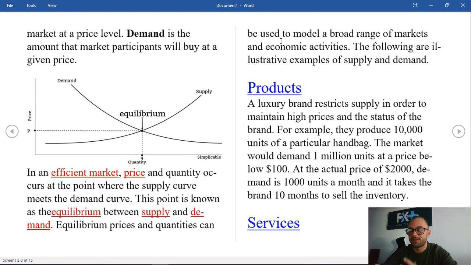A luxury brand, as it says here, restricts supply in order to maintain high prices and the status of the actual brand. So let's give an example. Let's say they produce 10,000 units, Yves Saint Laurent, whatever it may be, of a particular handbag. The market would demand 1,000,000 units at a price below $100, at the actual price of $2,000. Demand, of course, is 1,000 units per month, and it takes the brand 10 months to sell the actual inventory itself. It is pretty much logic, common sense when it comes to it.